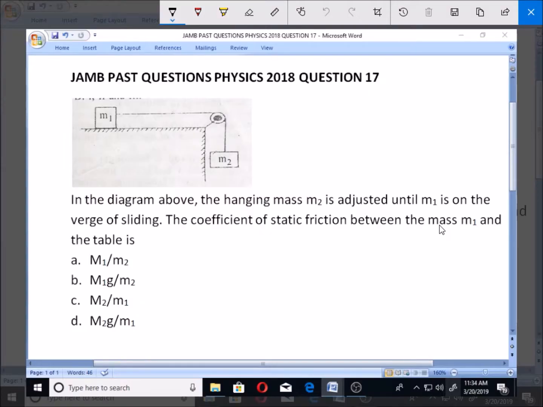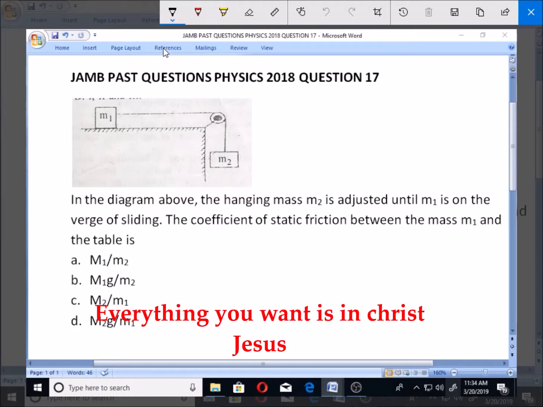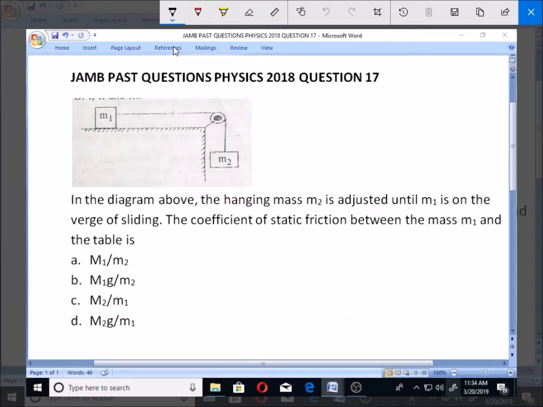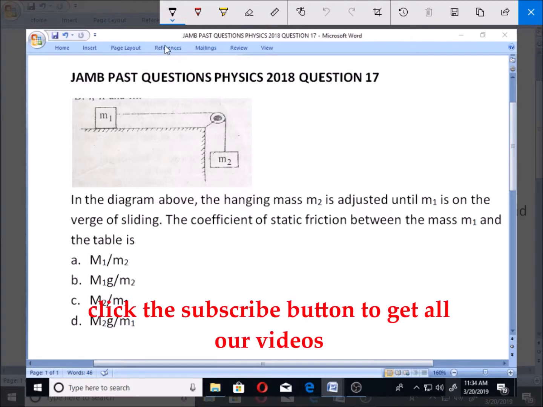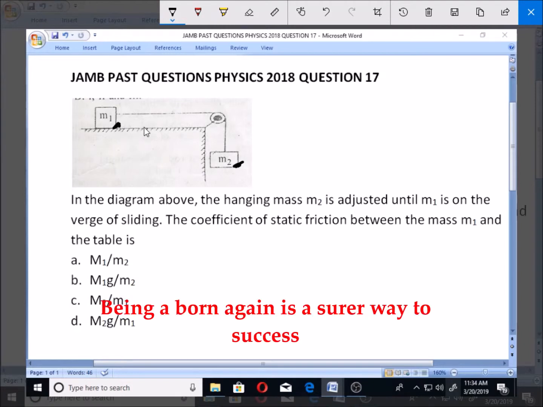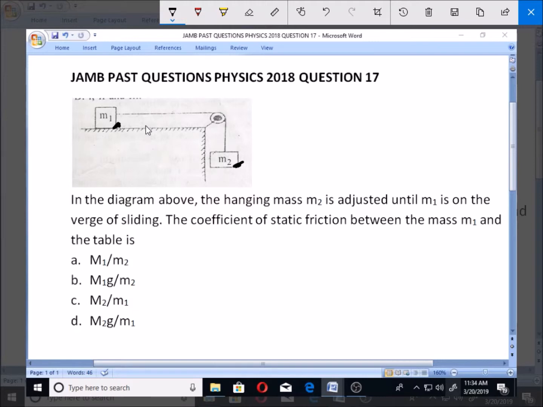Let's look at this JAMB past question, question number 17 for Physics 2018. In the diagram above, the hanging mass M2 is adjusted until M1 is on the verge of sliding. The coefficient of static friction between the mass M1 and the table is: option A, M1 over M2; B, M1g over M2; C, M2 over M1; D, M2g over M1.